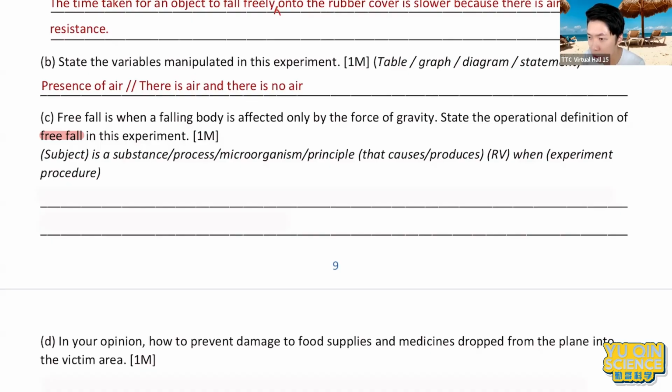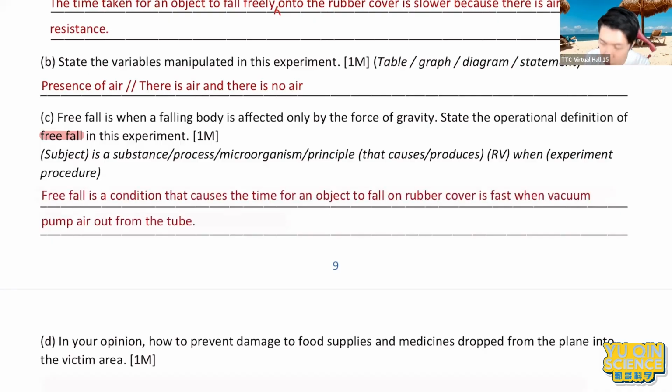Free fall is a condition where time taken for object to fall freely on the rubber cover is slower when air is pumped into the cylinder. Okay, Ling Yin, that's why also I mentioned you want to do the other one. That sounds better. Free fall is the one with no air. Causes time taken for object to fall faster when air is removed from the tube. Okay lah, can, 双旗 acceptable as well.